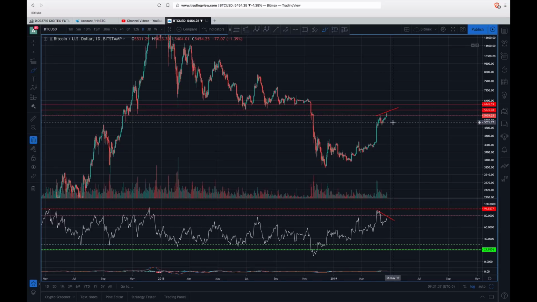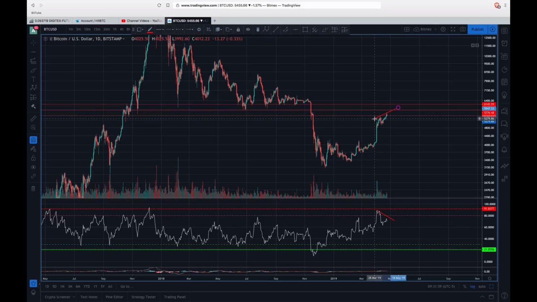So what I'm looking for, just the same way that I was using the same methodology back here for bullish divergence, where we had lower lows in price but higher lows in RSI, now we're getting lower RSI highs and higher highs in price. So we have a bearish divergence now.